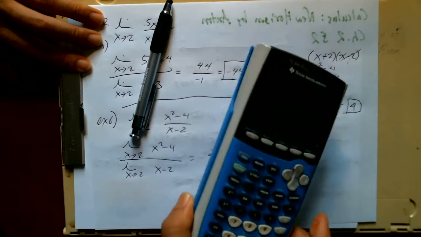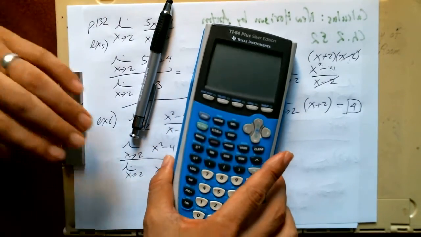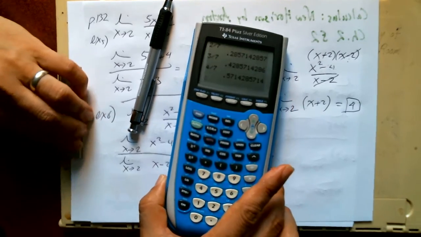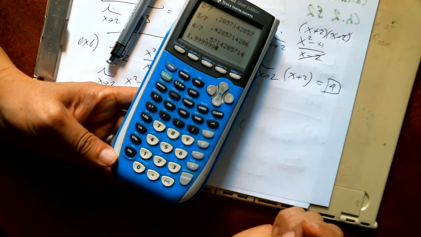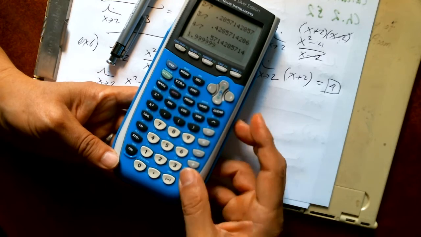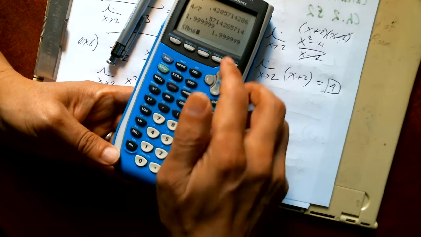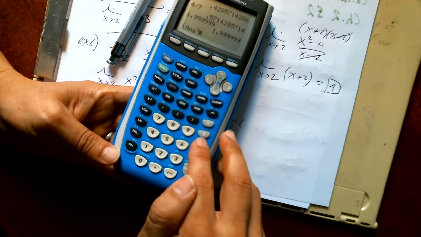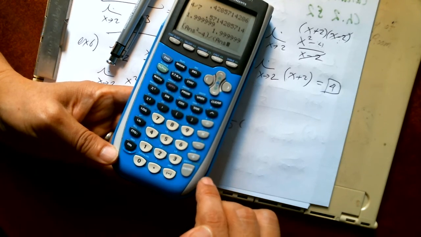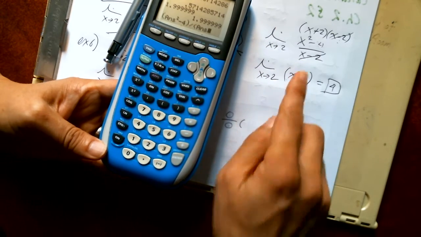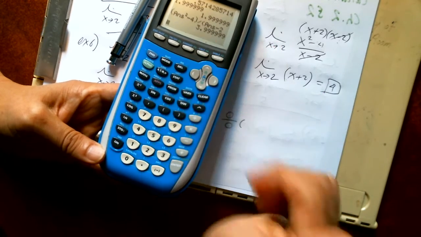I'll show you how to do this on your calculator. I'm going to change this a little bit. Okay, here we go. So I'm going to put 1.99999 from the left side of 2. I'm going to enter that. And I'm just going to use the answer here, which is 1.99999, square that, minus 4, in parentheses, divided by the answer, which is 1.99999, minus 2. And that should get approximately 4. 3.999. There it is right there.